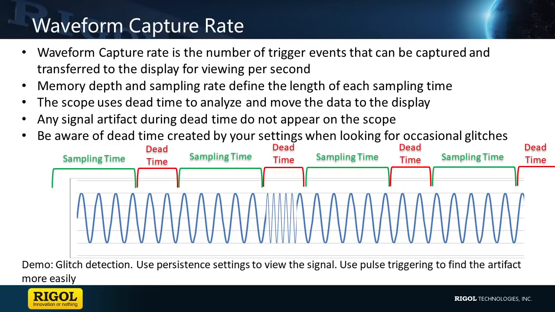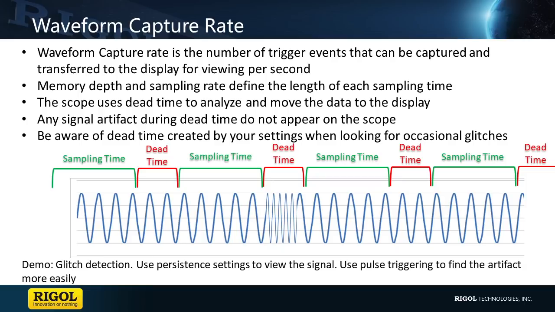Okay, the next thing I want to chat about on the scope side is what we call waveform capture rate. We can see that we're capturing a bunch of samples, finding a trigger point, putting it onto the screen, and doing that again and again as fast as we can. Scopes like the ones on your bench can do that 20 or 30,000 times a second. A more powerful scope like this might do it 100,000 times a second.